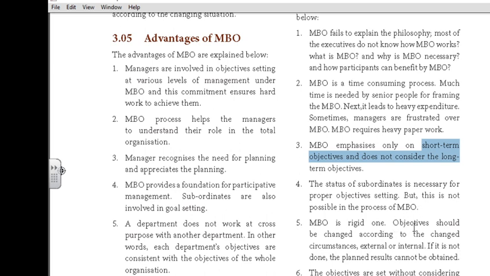Next, it is a rigid one where it cannot be changed. It should be changed according to the circumstances, external or internal. If it is not done, the planned result cannot be obtained. Yes, once the MBO is set, we have to change it according to the situation. If we cannot change as the situations demand, the MBO concept becomes a waste. So it is a disadvantage.